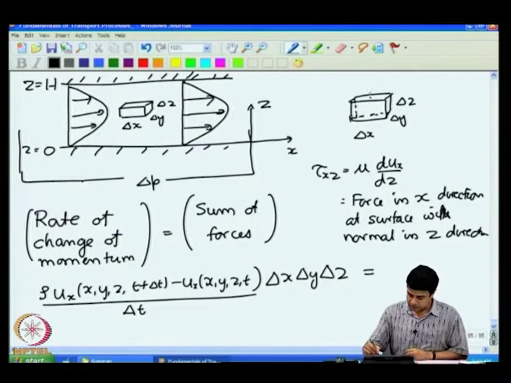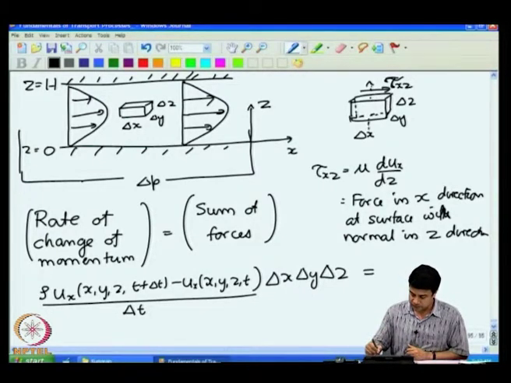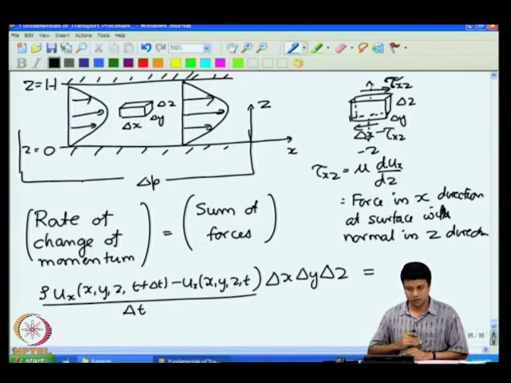At the upper surface, the unit normal is in the plus z direction. Therefore, the force exerted here is tau x z. I had explained to you earlier that when you reverse the direction of the unit normal, the direction of the force also reverses. So, at the bottom surface, unit normal is in the minus z direction. Therefore, the force is minus tau x z. So, I have the shear stresses acting on the top and the bottom surfaces.